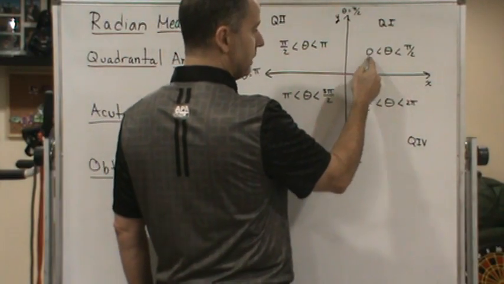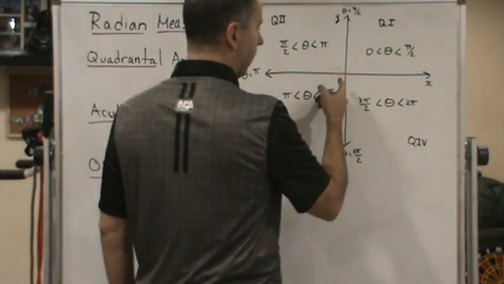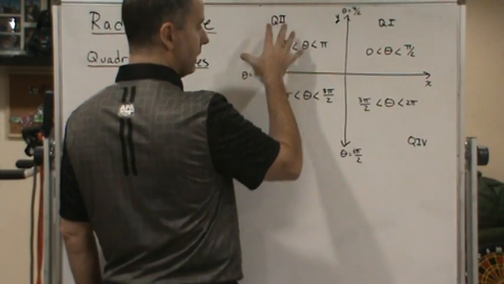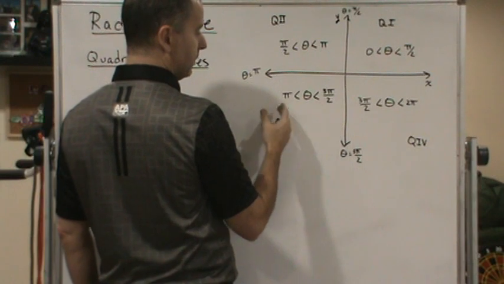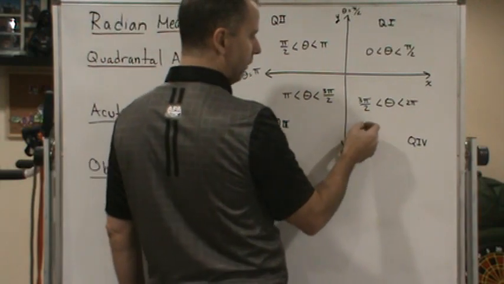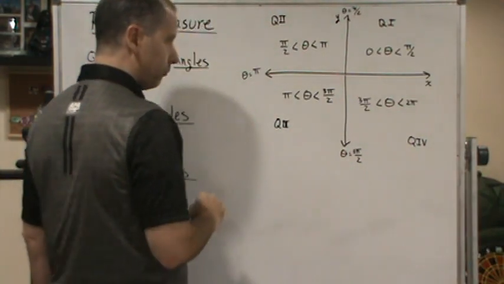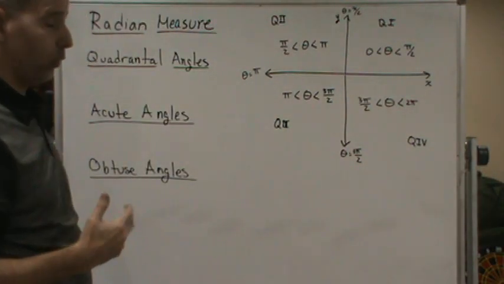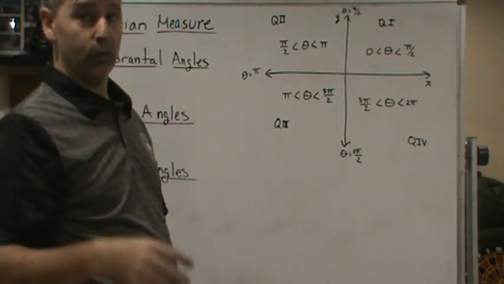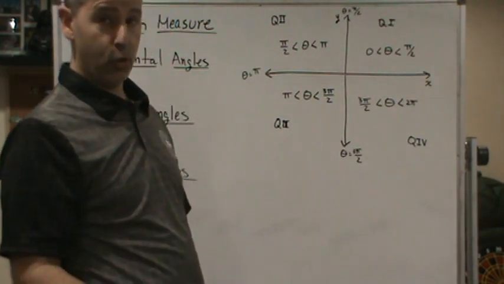If the angle is between 0 and pi over 2, then we're in the first quadrant. If it's between pi over 2 and pi, then we're in the second quadrant. If the angle is between pi and 3 pi over 2, then we're in the third quadrant. And if the angle is between 3 pi over 2 and 2 pi, then we're in the fourth quadrant. Now, what if the angle is exactly 0, pi over 2, pi, 3 pi over 2, or 2 pi?